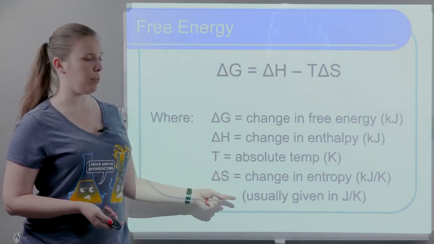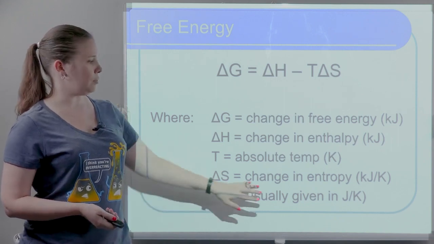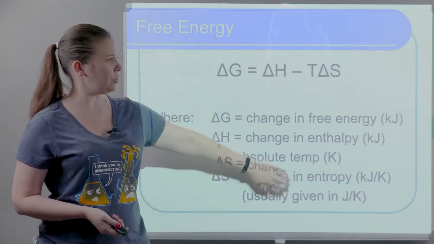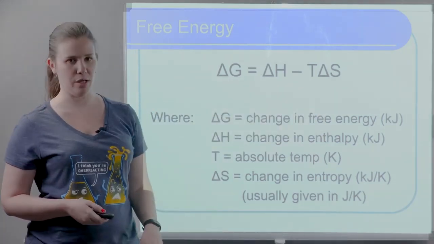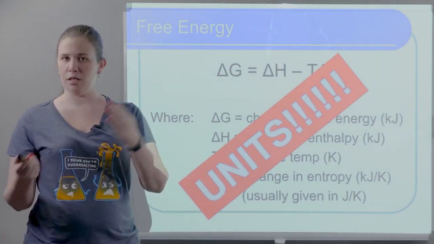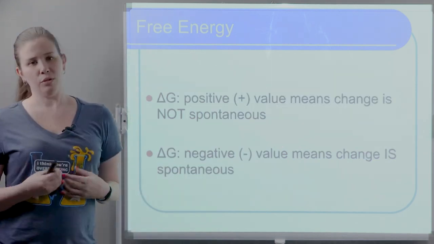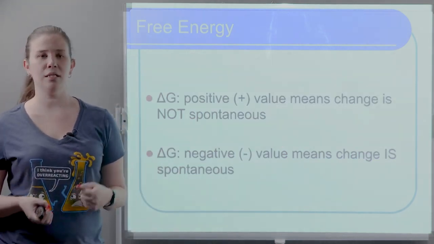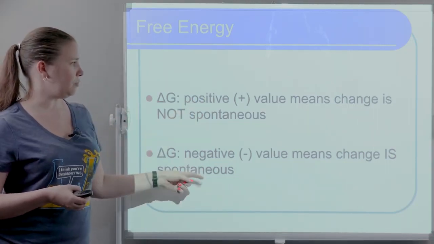That's also going to allow my units to cancel with the entropy given number, and we're going to need to convert my number in joules into kilojoules in order to get the units to match up energy-wise. So watch your units, but other than that, it's just an algebraic plug-and-play type of problem. But what does it really tell us? Well, the idea is to be able to determine delta G and find its sign.